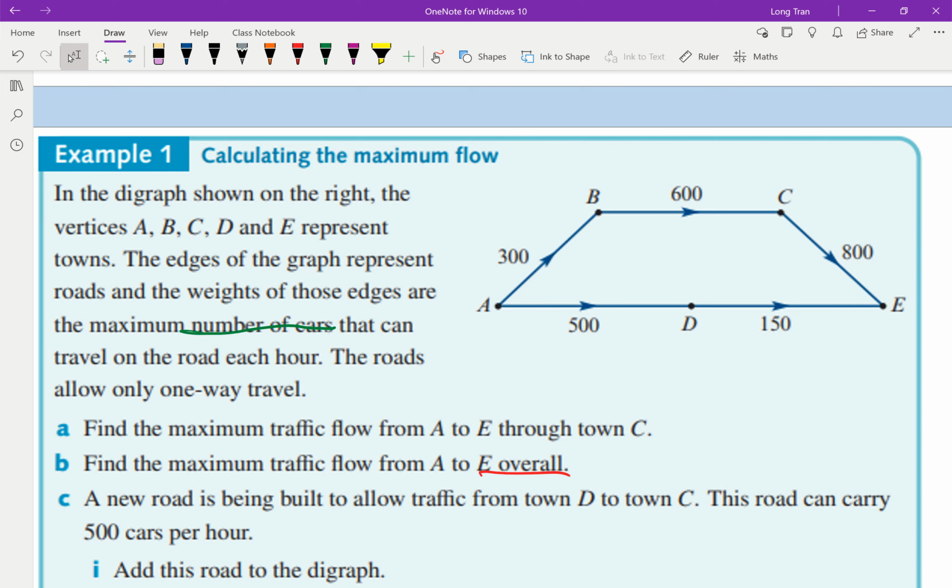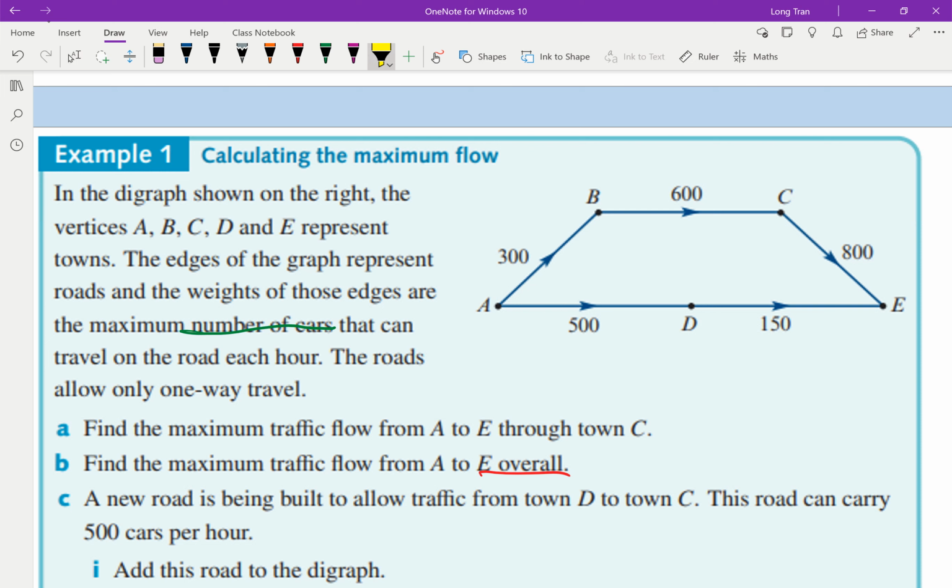So the source is at A, the sink is at E. If you had to tell me what is the maximum amount of cars that can be received by the time they get to E, how would you do it? Now we can do it in two parts. There are obviously two pathways to get there.